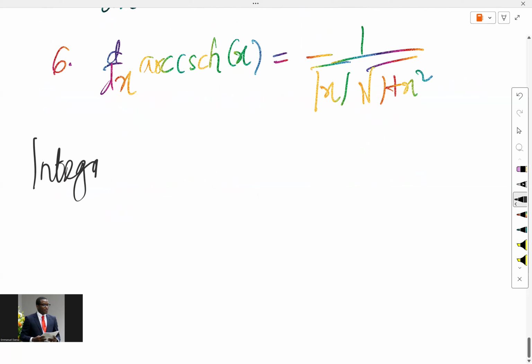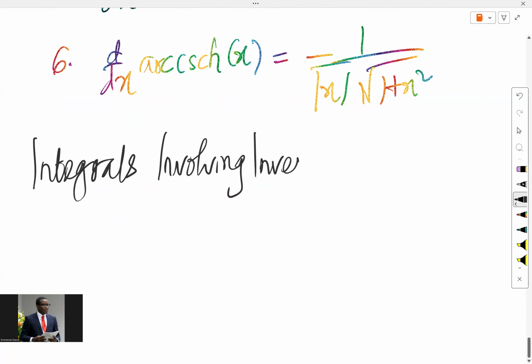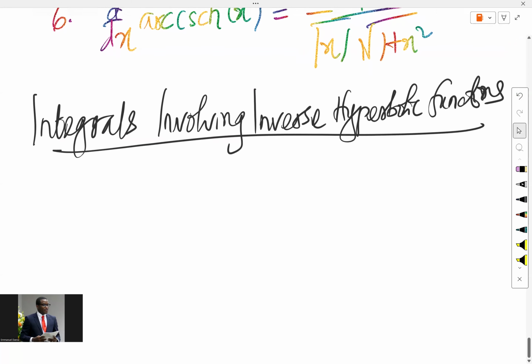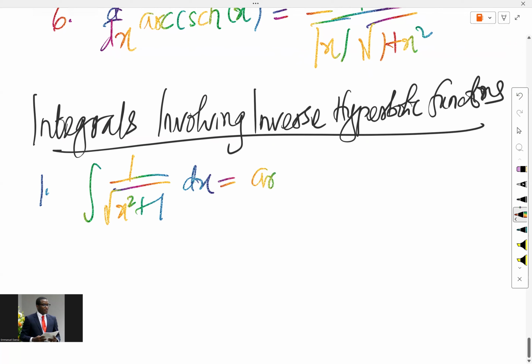Integrals involving inverse hyperbolic functions. So let's start with this. So we have the first integral of 1 over square root of x squared plus 1 dx. Anytime you see this integral, you need substitution involving sinh. So arcsinh of x plus c. So that's that. Any integral that is 1 over square root of x squared plus 1.